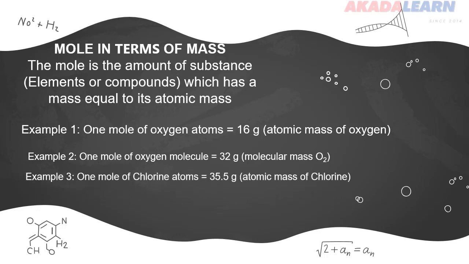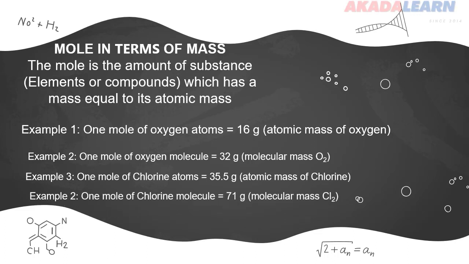A third example, 1 mole of chlorine atoms will be 35.5 grams. That is the atomic mass of chlorine. But if we need the mass of one molecule of chlorine, don't forget a molecule is two or more atoms coming together. So chlorine normally comes as Cl2. That will be 35.5 times 2, making it 71. So the mass of chlorine molecule is 71 grams.